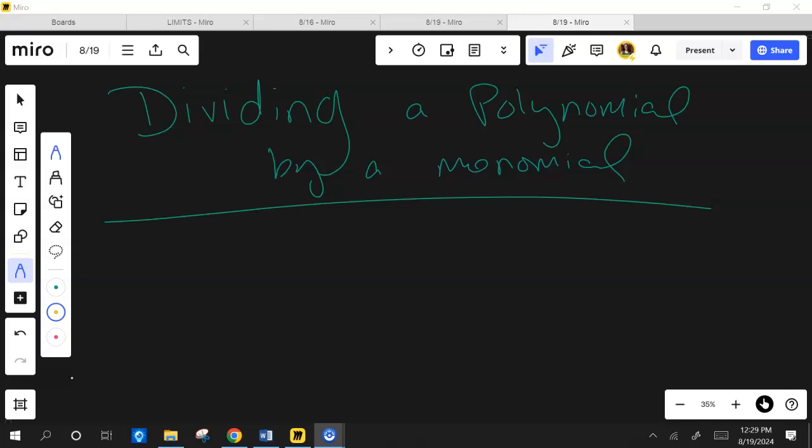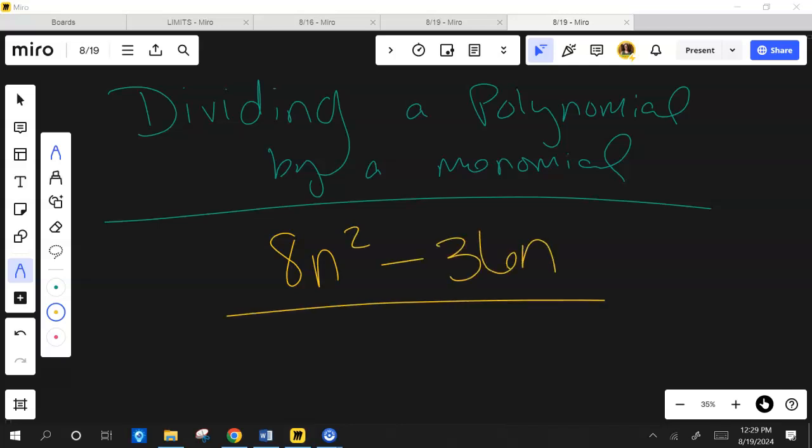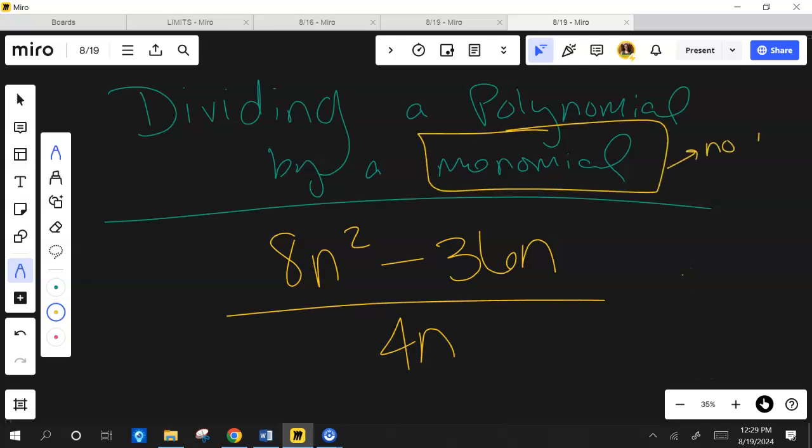All right, so here's what we're going to do. I want you to look at the very first example. Is this a polynomial divided by a monomial? Yes, okay. Monomial, and put yourself a note, means no addition or subtraction.